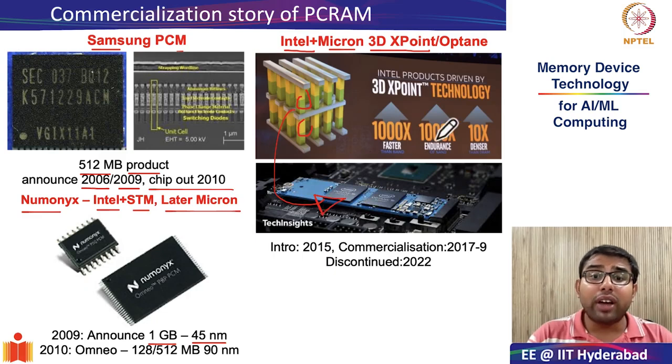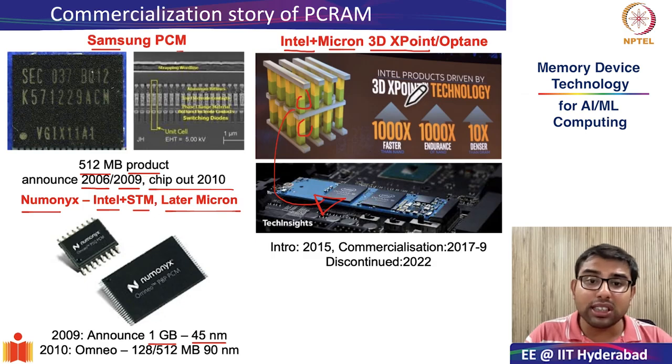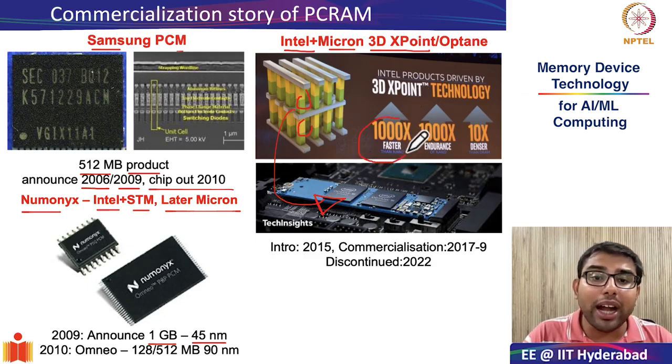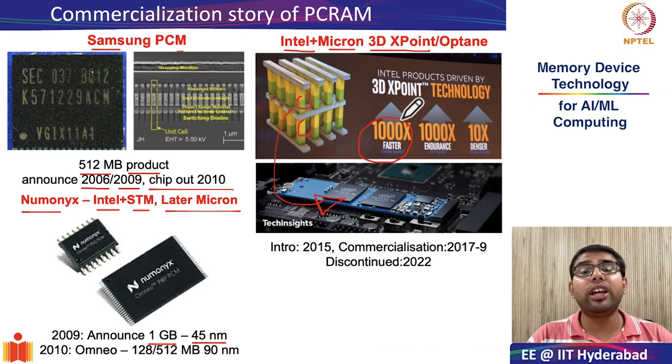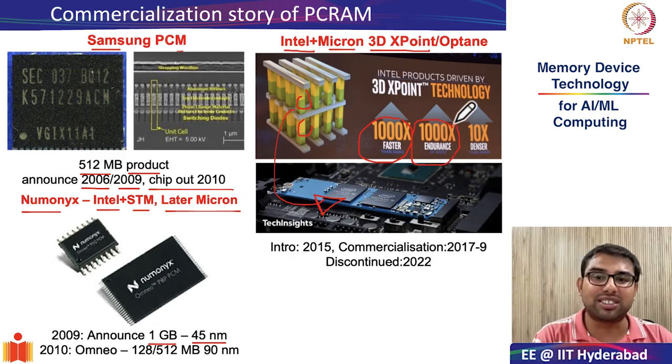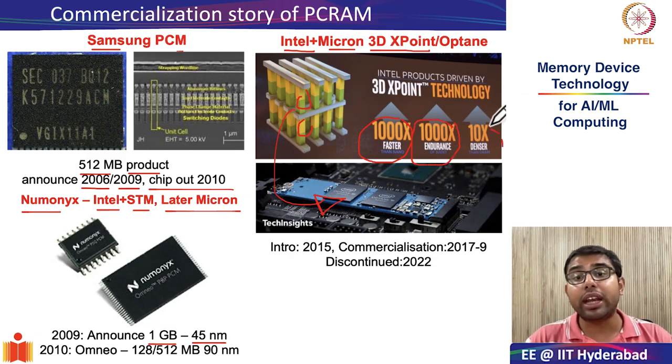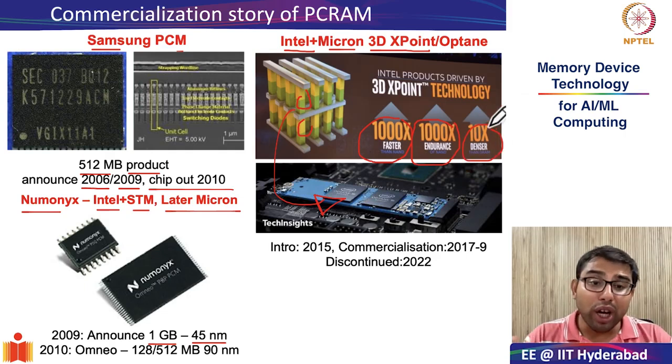And indeed, they were able to show that their XPoint memory and the Optane processors are much faster compared to your NAND flash, almost 3 orders of magnitude faster than NAND flash. They had almost 3 orders of magnitude higher endurance than NAND flash, and they were even much denser as compared to your DRAM. However, soon after commercialization began from 2017 to 19 with a lot of marketing about the products, they were quickly discontinued in 2022.